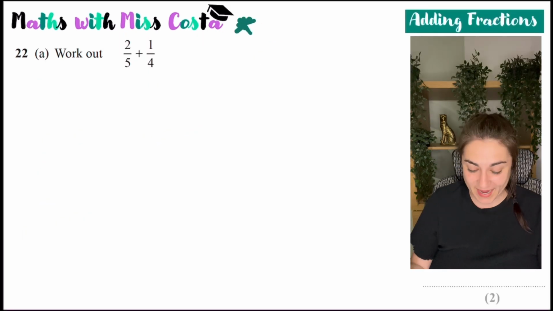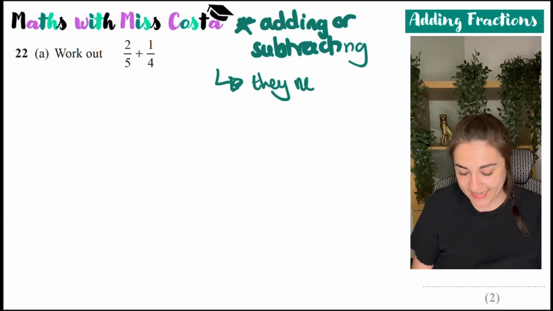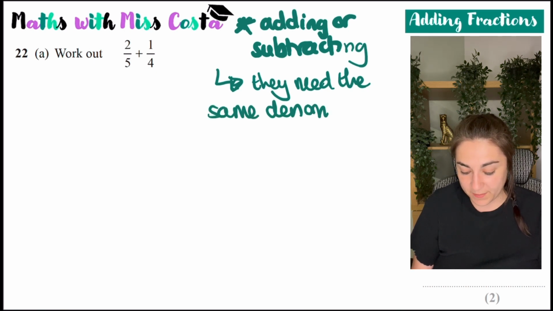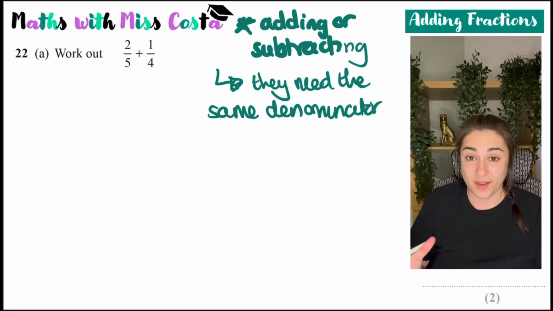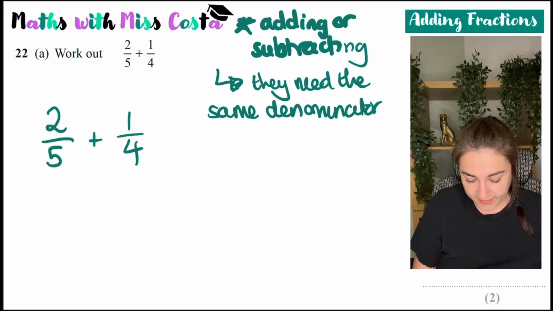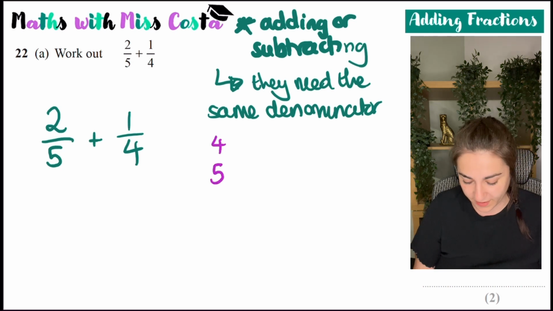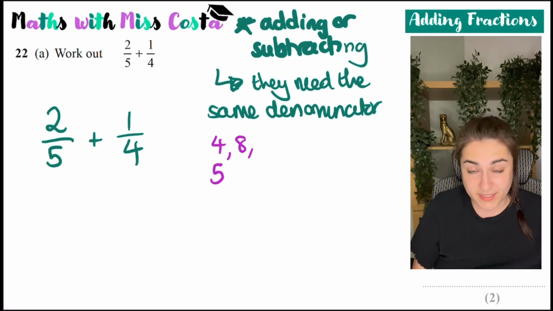Okay, so here I have to add fractions. Now the key thing when adding or subtracting fractions is that they need to have the same denominator. So whenever I am adding or subtracting, the first thing I need to think about is converting the denominators by finding the lowest common multiple of both of my fractions. So 2/5 plus 1/4, I need to think to myself, what is the first number that appears in the times tables of both 4 and 5? And if you don't know, then just start out by writing out the times tables.